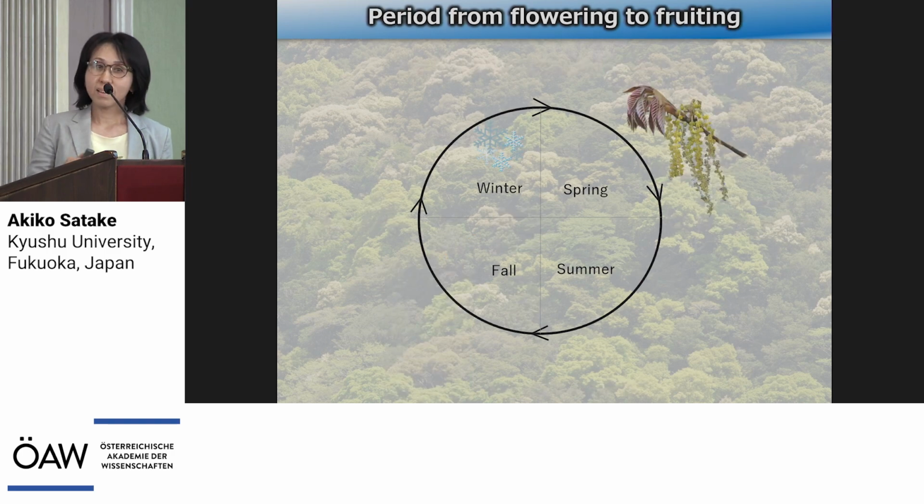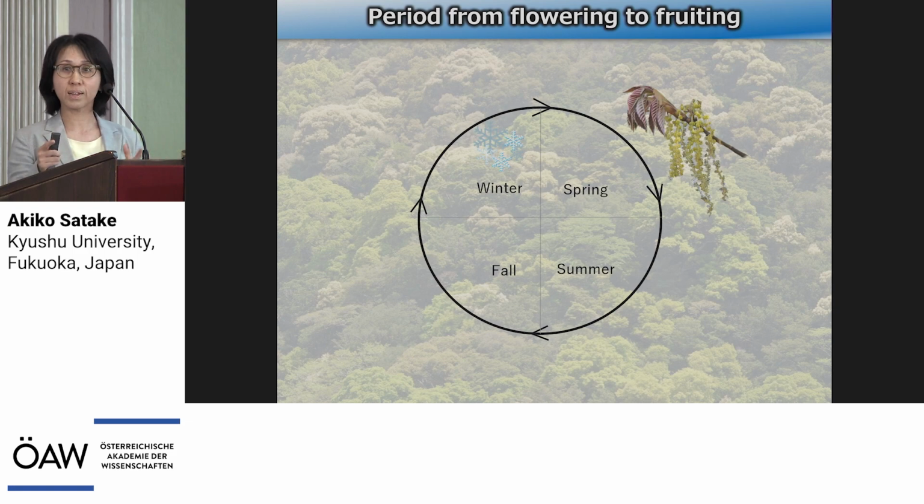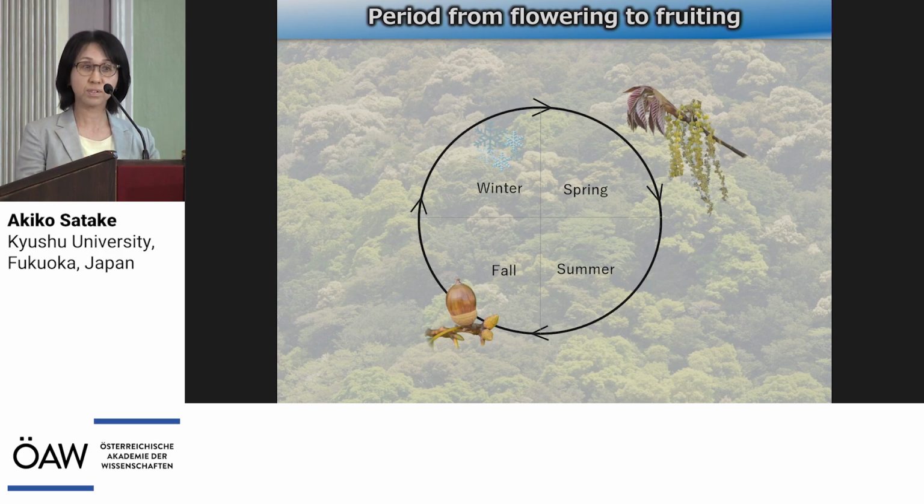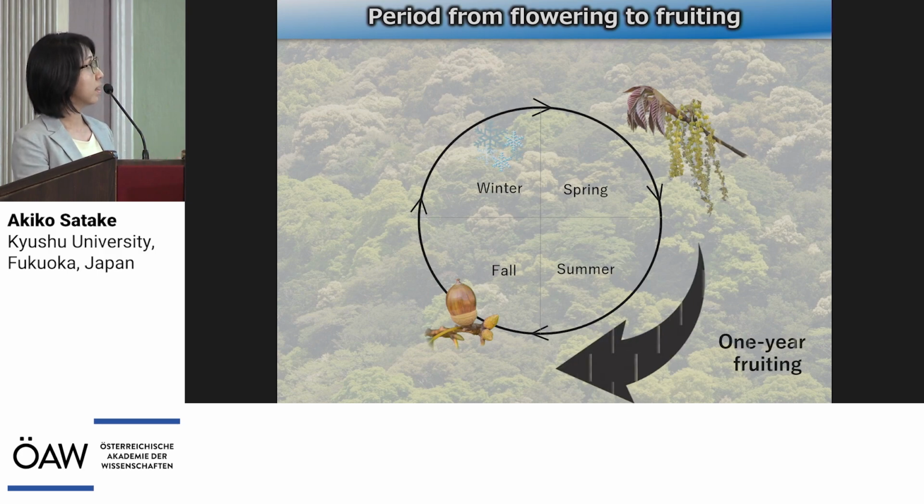Have you ever thought about how long it takes from flowering to fruiting? The period from flowering to fruiting. These species flower in spring and fruit in fall. So the period from flowering to fruiting is about 6 months. These species are called one-year fruiting species.